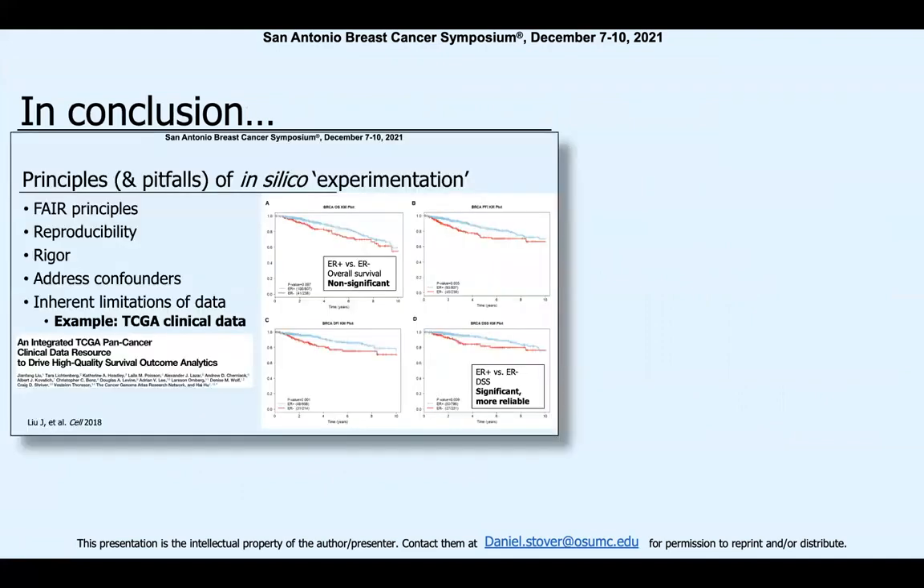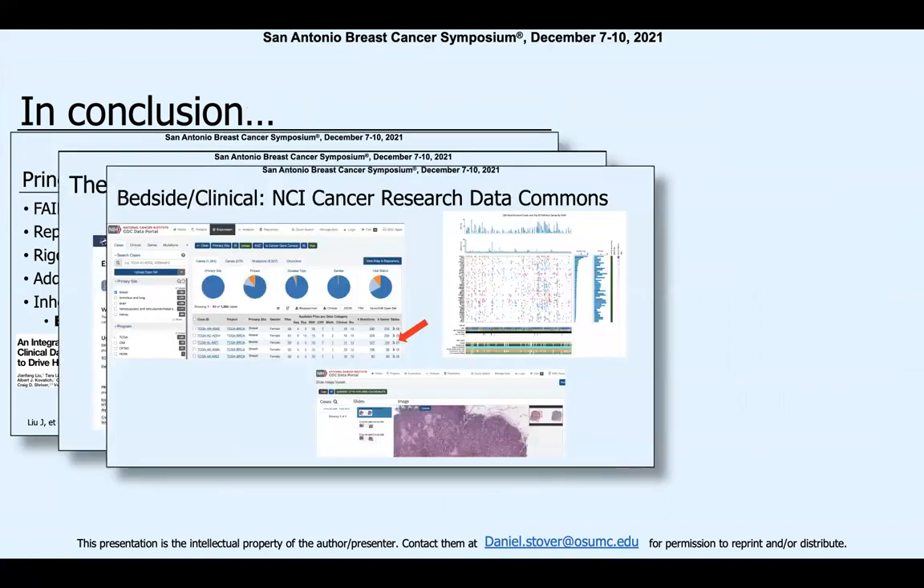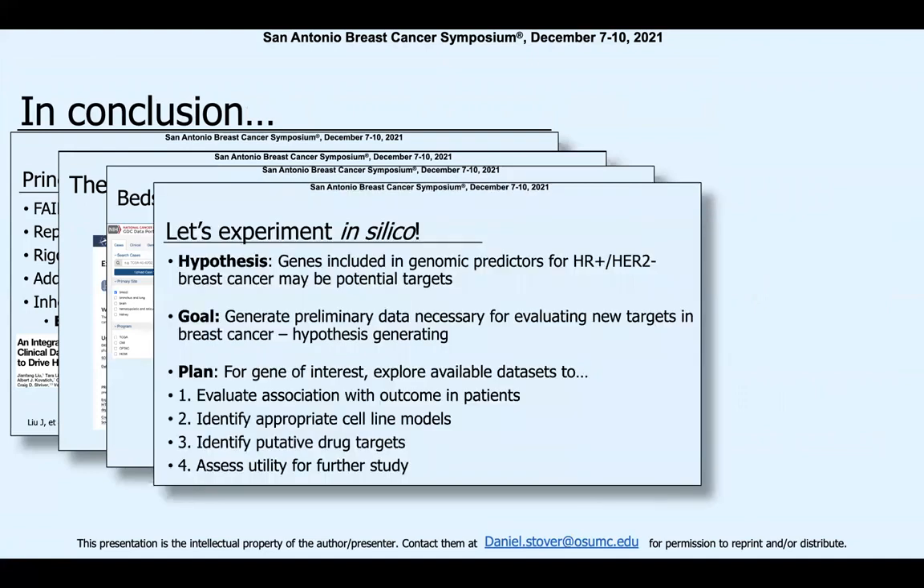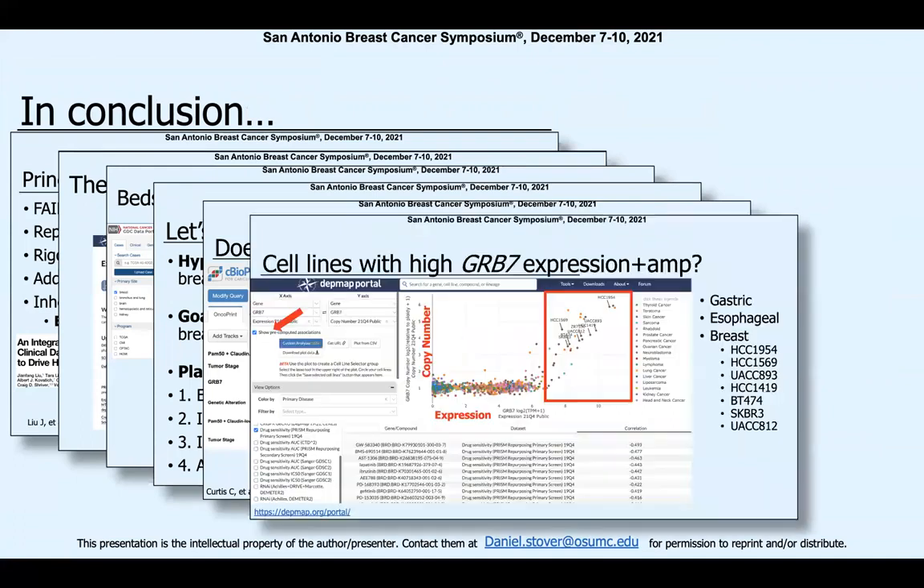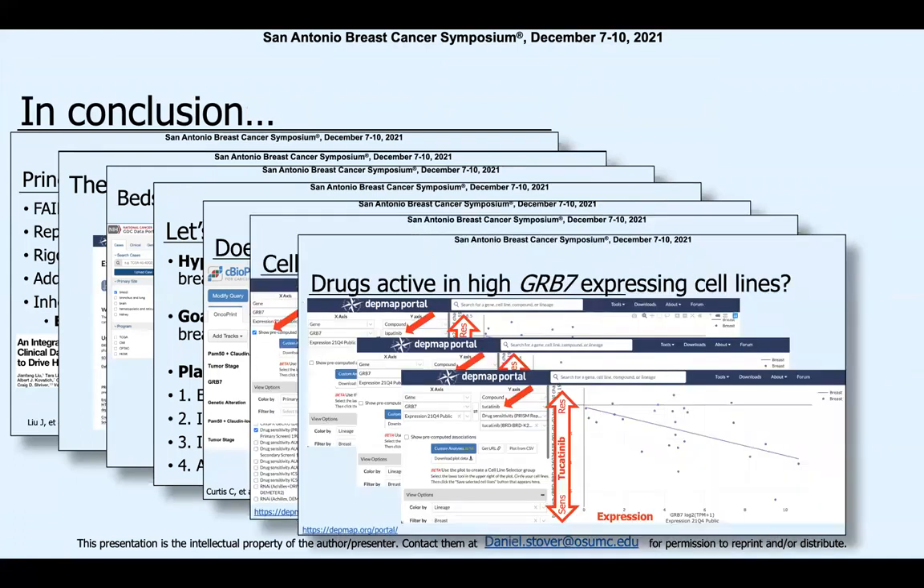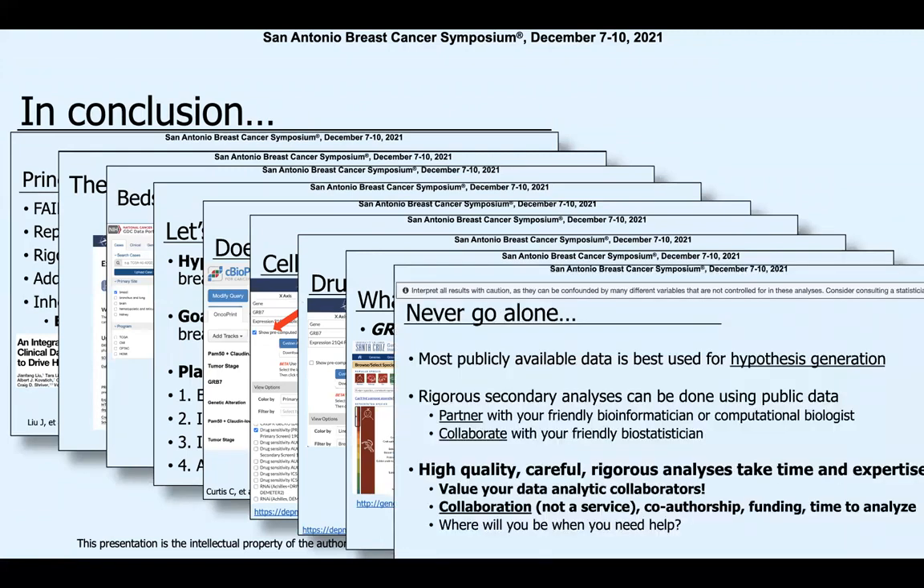So in conclusion, we've gone over principles and pitfalls of in silico experimentation. We talked about resources for both bench or preclinical settings as well as clinical. We went through an in silico experiment, starting from a hypothesis and a plan through evaluation of clinical data, cell lines, drug activity, and genome browsing as well, with the importance of team science above all else.